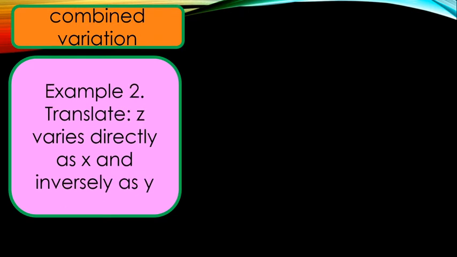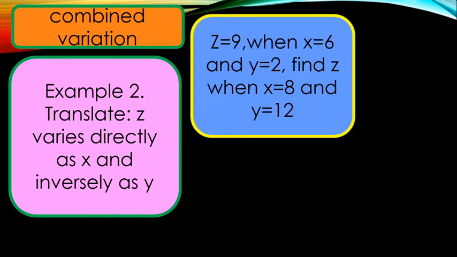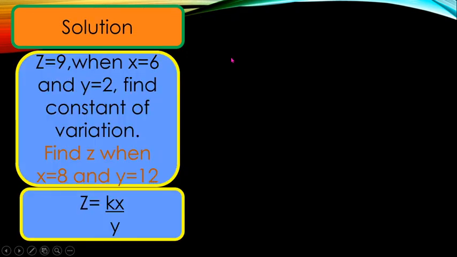Another example, translate Z varies directly as X and inversely as Y. Now we have here a given. So after you translate this into a mathematical sentence, we can now solve this given. Z equals 9 when X is 6 and Y is 2. Find Z when X is 8 and Y is 12. So we have to translate first this into a mathematical sentence, then solve first this given to find K.